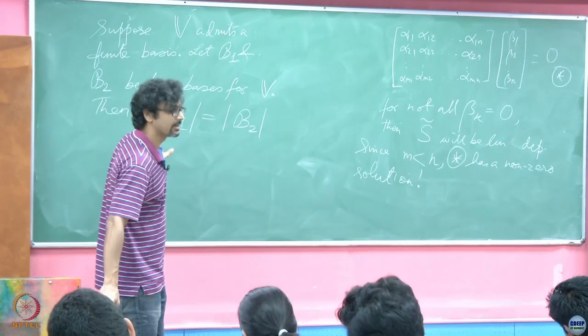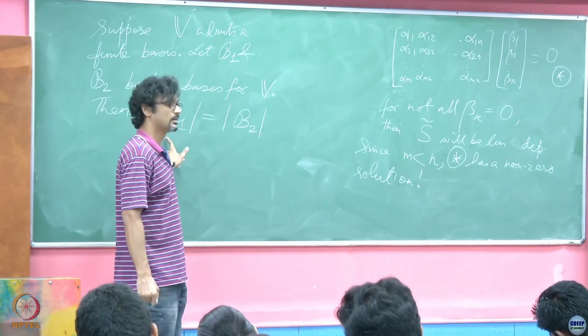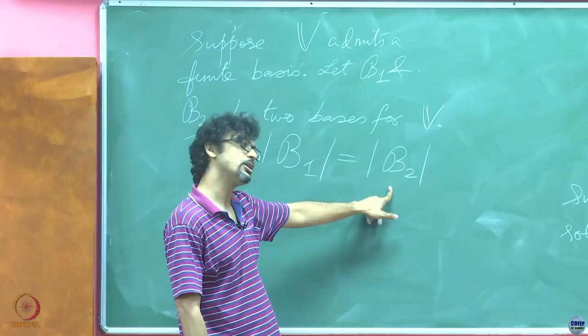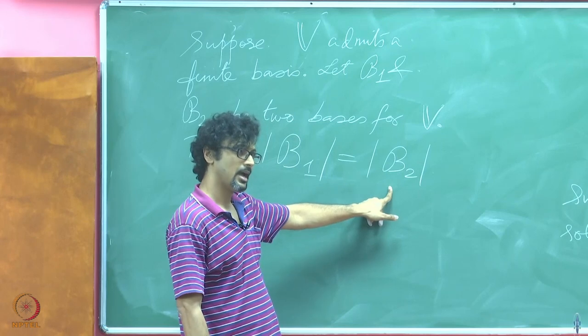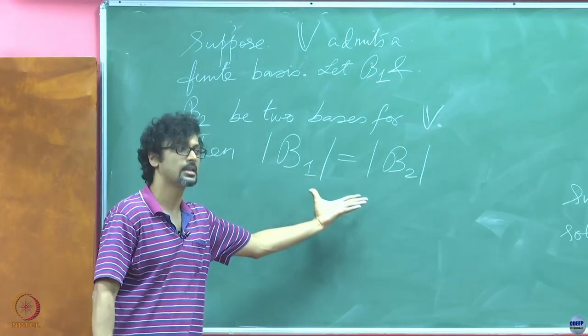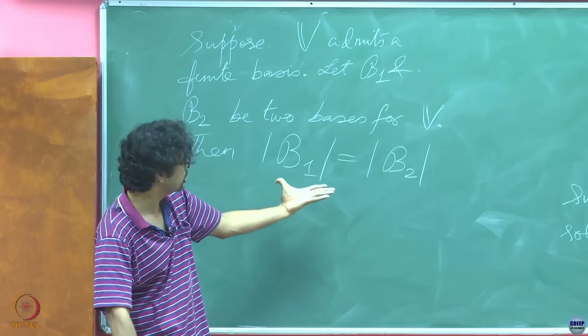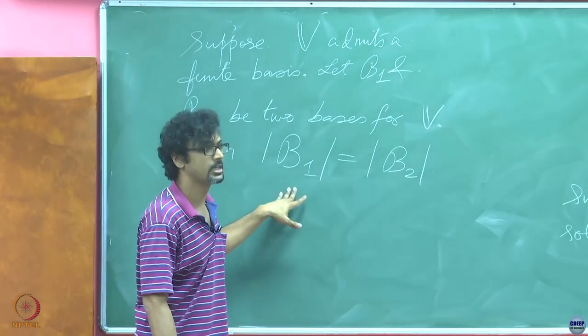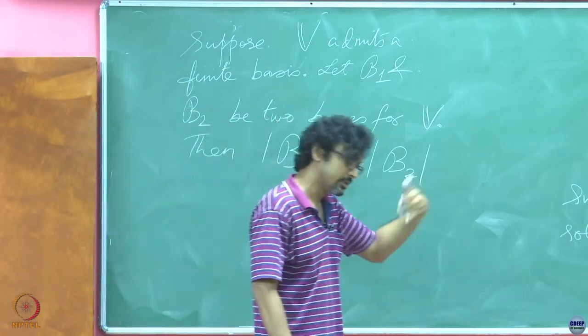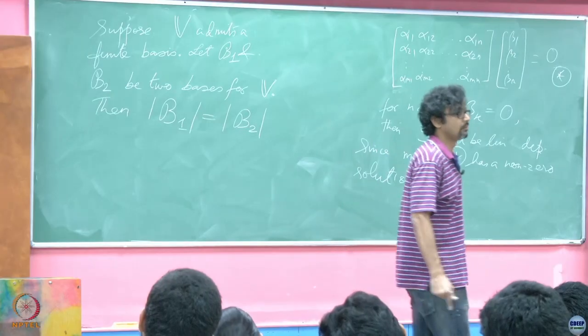I'm going to define that. The number of elements in a basis is actually called the dimension of a vector space. And all that this is saying is that the dimension is unique. So this dimension, if it's finite, then we can keep a count of this. If it is not finite, then also you can keep cooking up more and more elements.